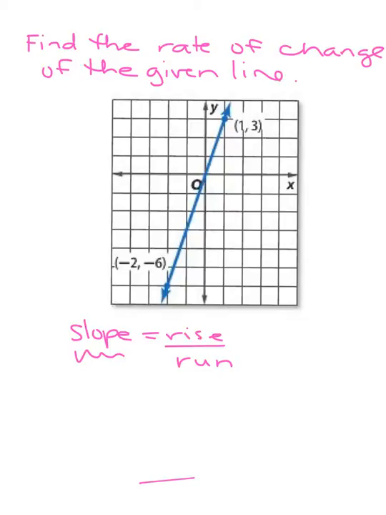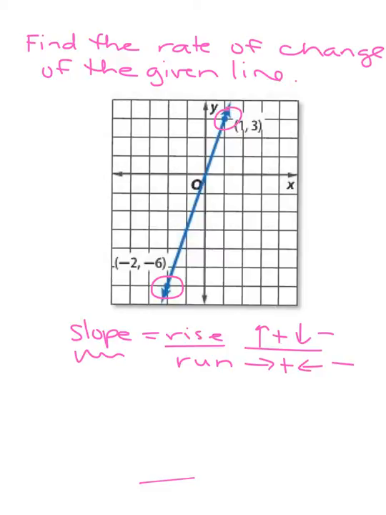When I'm finding rise over run, I like to start with the point to the left. And if I need to get to my second point by going up, my numerator would be positive. If I need to go down to get to my other point, then my numerator would be negative. Then I'm going to move right or left, my run. If I move to the right, then I have a positive value. If I move to the left, then I have a negative value.